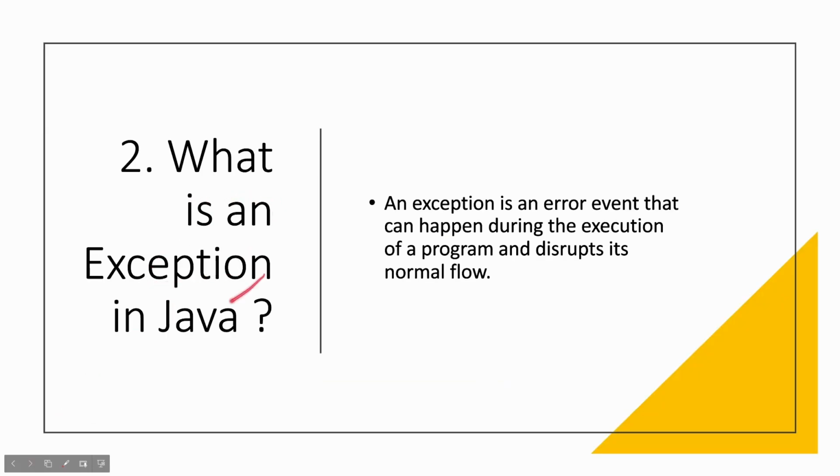Then what is an exception in Java? It is just a kind of error event which happens during the execution of the program, and it disrupts the normal flow. A real life example I would give, a simple one: suppose you are watching this video and your internet connection is gone. Okay, so it is interrupted. There's an exception that occurs, interrupted in watching the video.